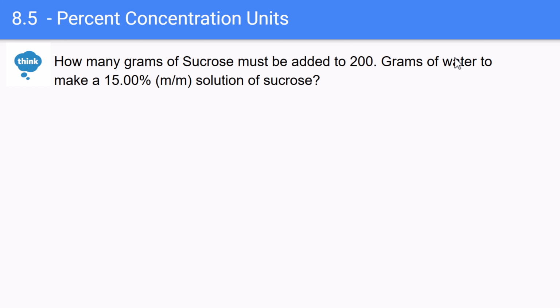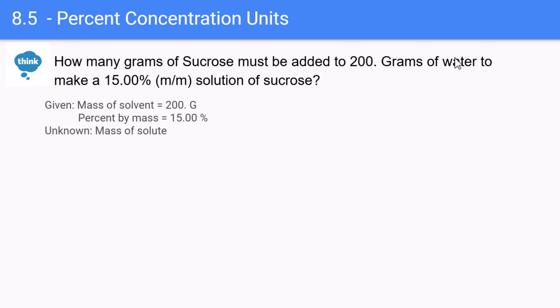I'll work through another similar style of problem, just like what we did before. It says how many grams of sucrose must be added to 200 grams of water to make a 15% by mass solution of sucrose. So we're going to work this the exact same way. Take a look at the information that's given to you in the problem. We have a mass of solvent of 200 grams. Our percent by mass is 15%, and our unknown is the mass of the solute.